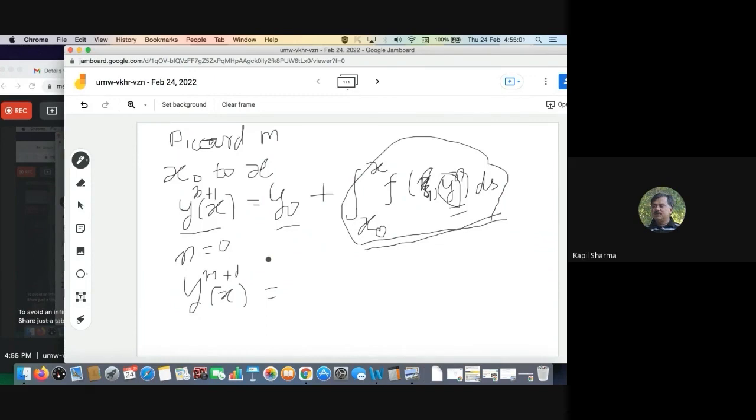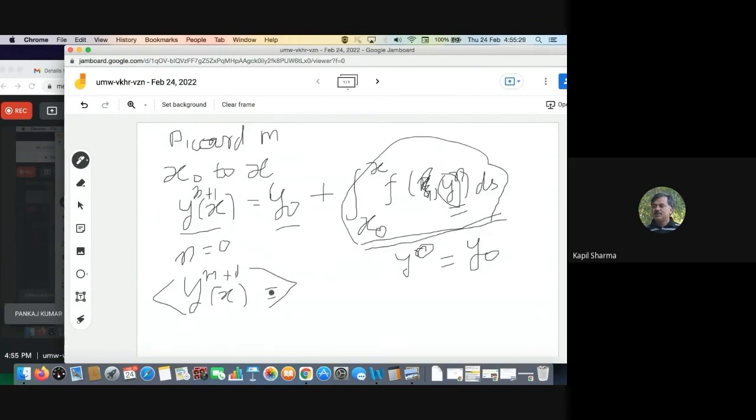Am I right? Yes. So we take y0 equal to y at x naught. Very good. This is the first iteration of the Picard. And in that way we will generate this sequence of approximations.